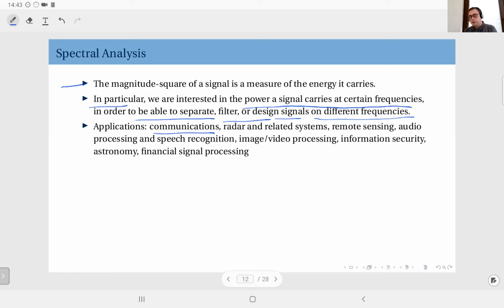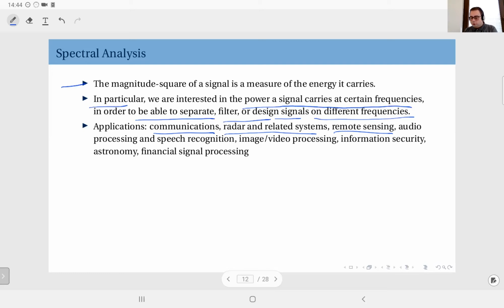So for that, you would like to be able to design the signals as well as understand which signal belongs in which band. We also have radar and related applications and remote sensing, for instance, using satellite imagery to detect types of crops or geological properties of your land, such as whether you have oil inside it or not.